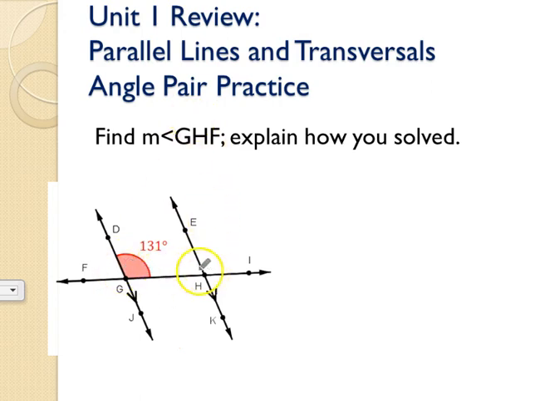Whoops, GHF, that doesn't make sense. I think it was supposed to be GFE. There we go. So GHE is what it was supposed to have been. So we want to find this angle measurement, GHE. How can we do that? Well, we're given this angle measurement right over here, which is 131. Can we use that to help us find the missing angle measurement that we're trying to find?